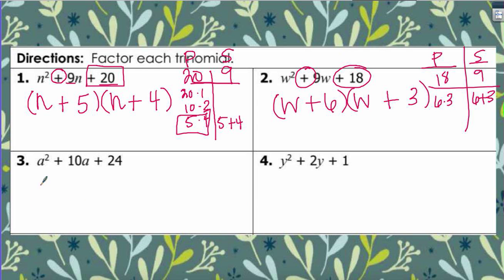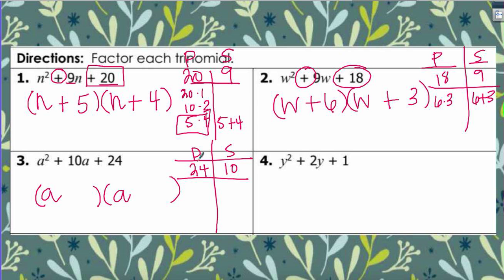Okay, again, a squared was a times a. Then I'm looking at a product of 24 and a sum of 10. So if I'm thinking of these factors here, 24, I've got 6 times 4, and 6 plus 4 meet both stipulations here. So one of them was a 6, one of them was a 4. The signs match because it's a positive 24. This tells me they were both positive.